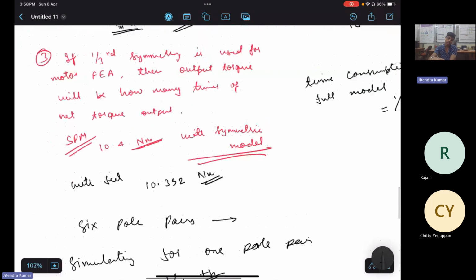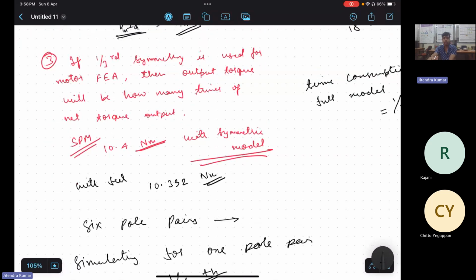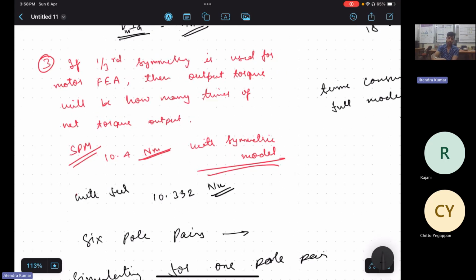So this symmetrical model is very useful to reduce time consumption or to get an initial idea of what kind of output you are going to achieve. But the full model is required to get the accuracy of the simulation. I hope it is clear to you, right? Yes, sir.